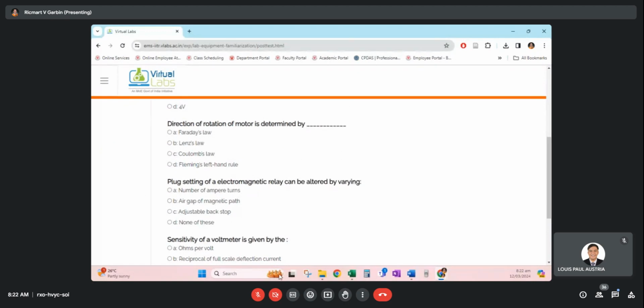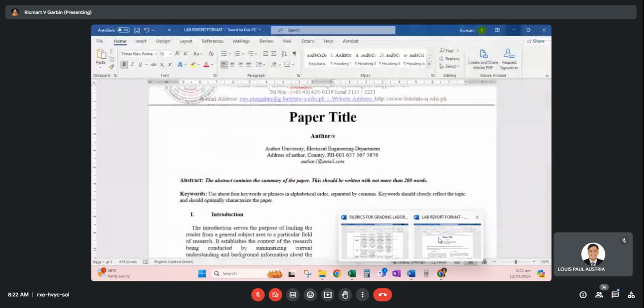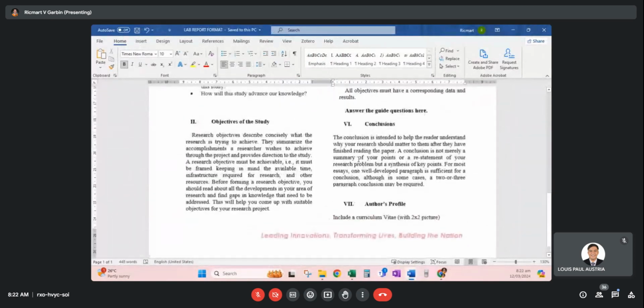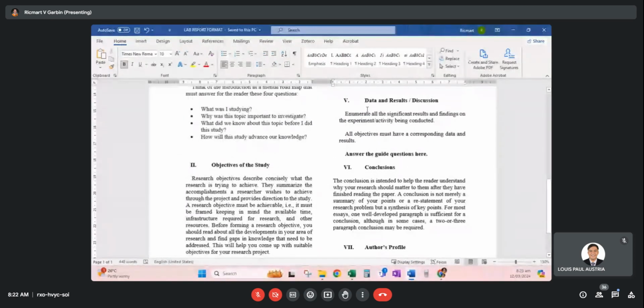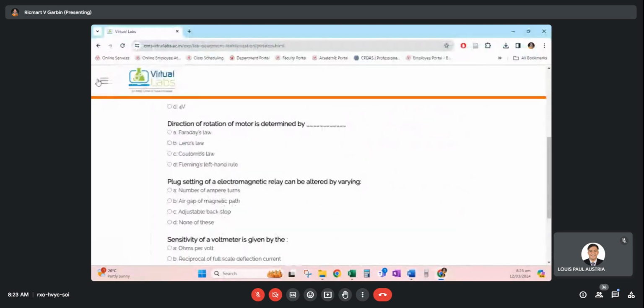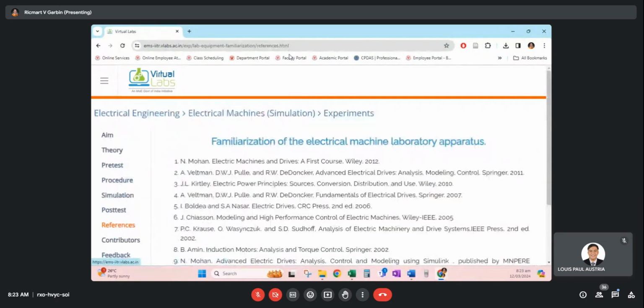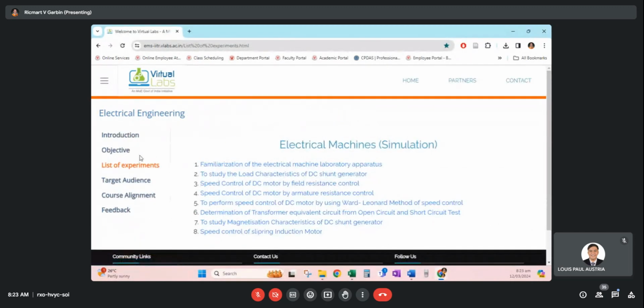Pero sabi ko nga kanina, isusulat nyo na siya din dun sa laboratory report natin. Also answer the guide questions here, yun sa data and results. Tapos your references, pwede nyo ilagay yung references doon. Then, pwede tayong bumalik doon sa ating experiments. Tapos, experiment number 2 na.